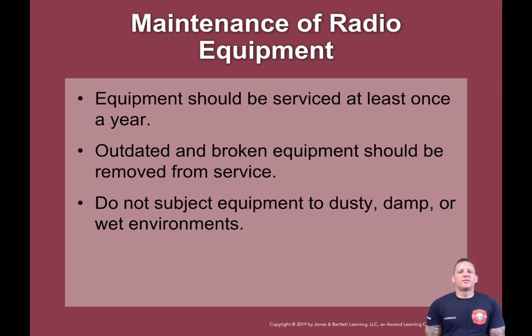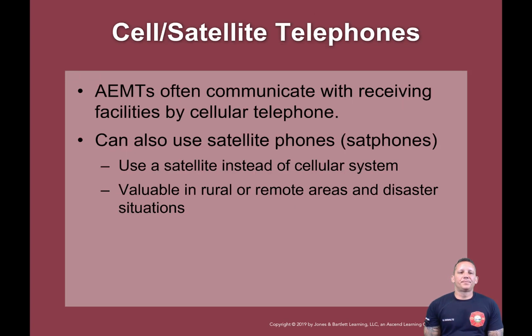The maintenance of radio equipment, you should always have it checked and serviced at least once a year, and updated for its programming. Make sure that anything that's outdated or broken is removed from service because it's now a liability. Do not subject your equipment to dusty, damp, or wet environments. It's electronic and it really generally doesn't like to be dirty or wet.